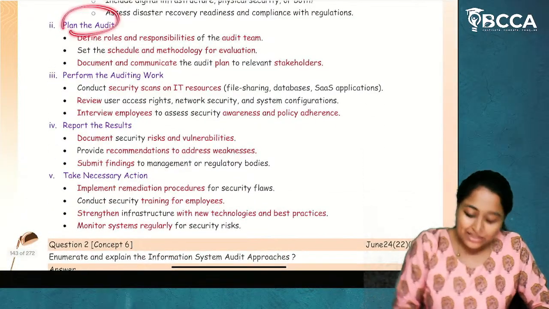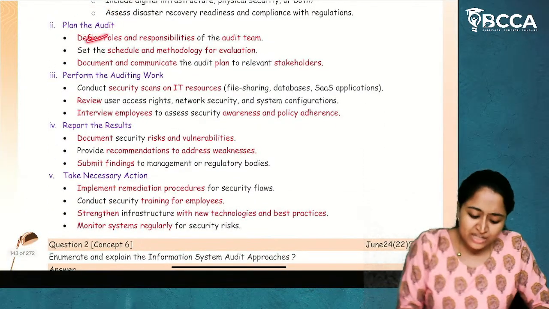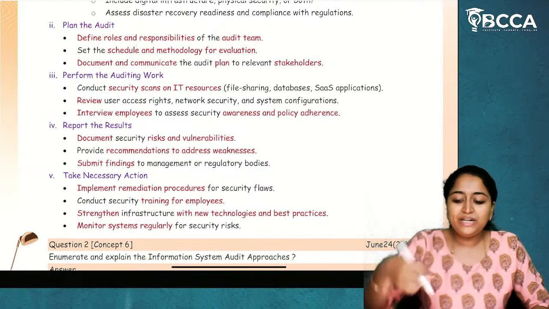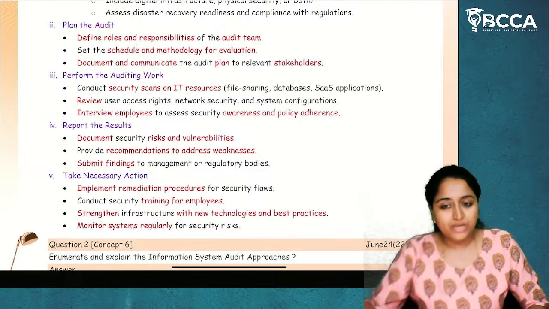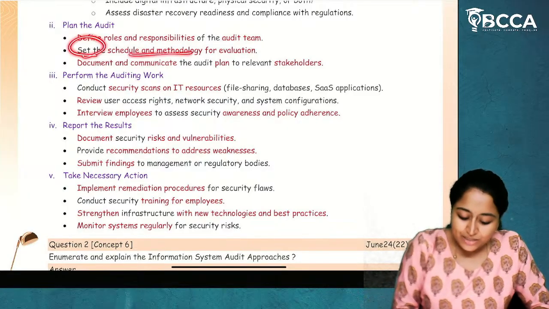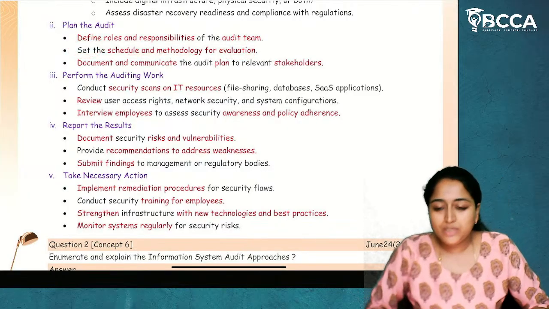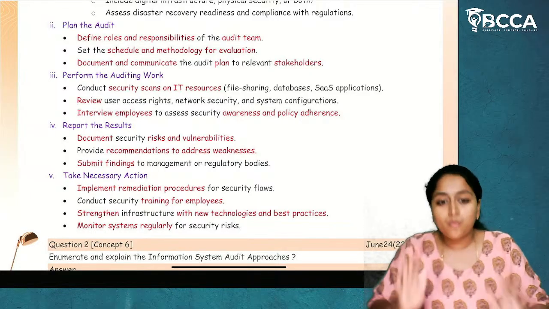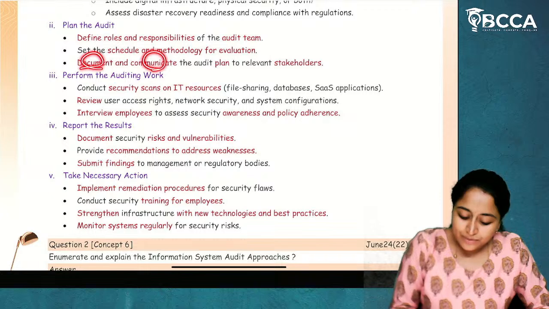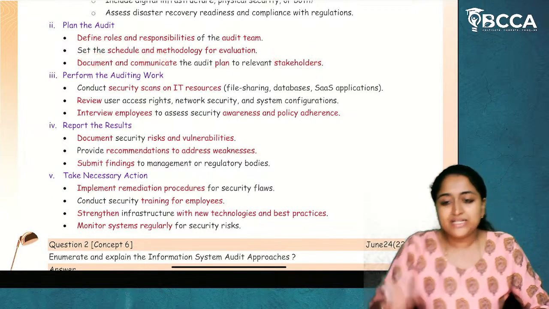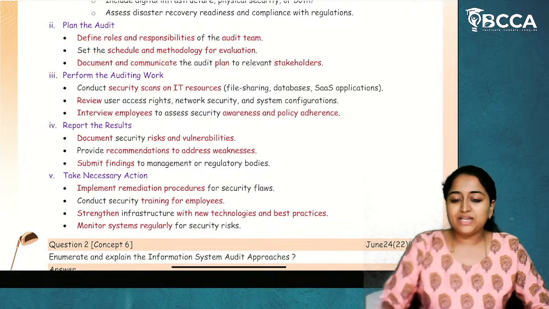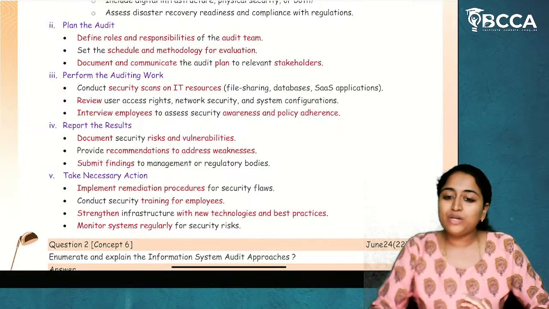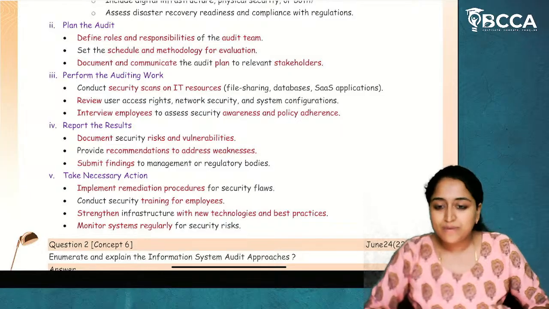Second, you will plan the audit. Step 2: define the roles and responsibilities of the audit team. How many team members will be there, and what each one is going to do. Set the schedule and methodology for the evaluation. How will the evaluation be done? Who is going to do what? Document and communicate the audit plan to relevant stakeholders. Whoever the stakeholders are, you will document and discuss the plan. If they ask for any changes, you will try to make those changes.